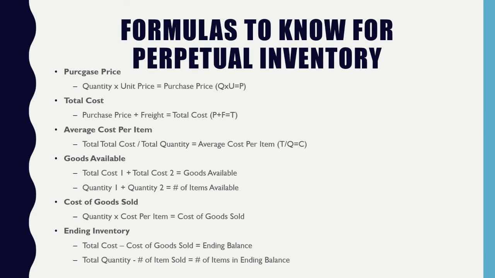Your goods available is still going to be your total quantity times your cost per item, which is going to be your total cost. All right, and the cost of goods sold is the same thing as well, except the only difference here is that instead of taking the cost per each item, we're going to be taking the average cost per item, okay?